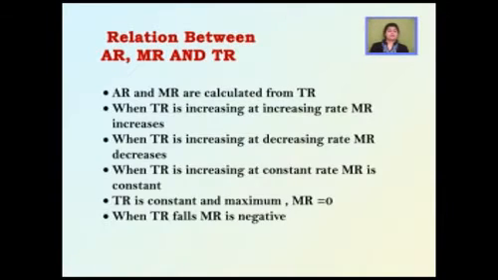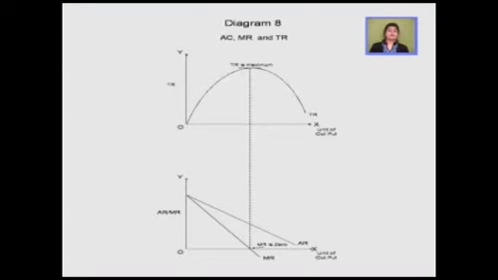If TR is increasing at a decreasing rate, MR is decreasing. If TR is increasing at a constant rate, MR will be constant. And TR, when it gets constant or maximum, MR becomes 0. And when TR falls, it implies that MR is negative. The same has been shown very clearly in the diagram, which you can look and study.